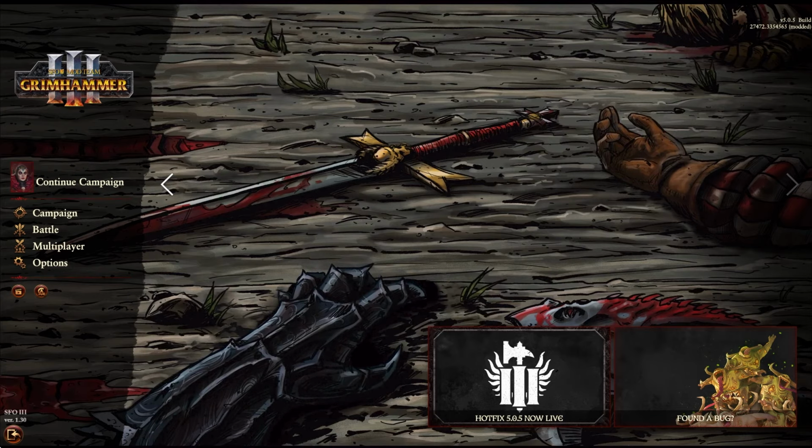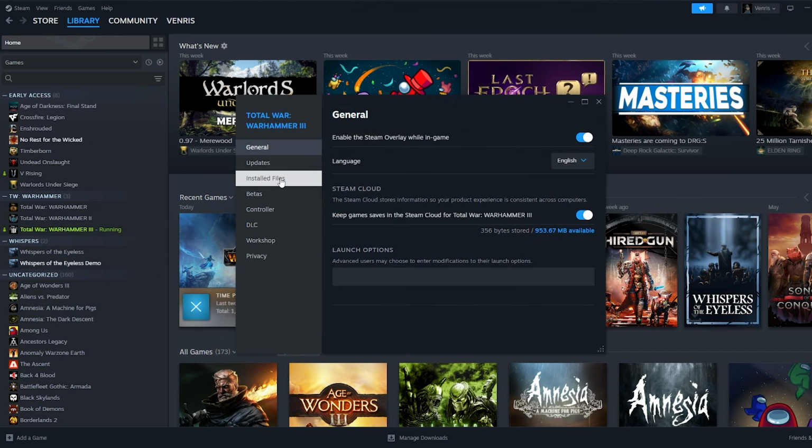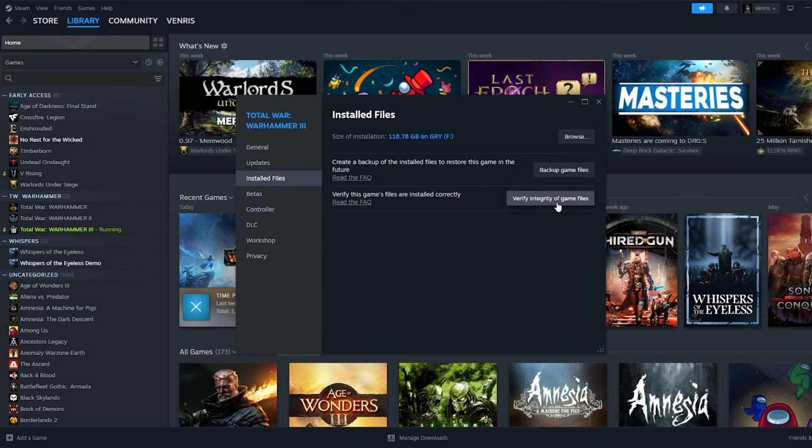The second way that is quite important also is that you should verify your game files. So you go into properties of your game, installed files, and verify integrity of game files. Even CA hotfixes can jeopardize the integrity of your files, so be sure to check this out also. If you do those two steps and you're launching only SFO, everything will be working very, very smoothly.